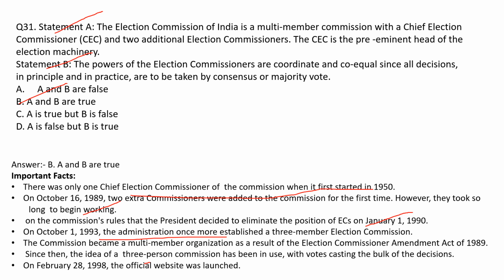The commission became a multi-member organization as a result of the Election Commissioner Amendment Act of 1989. Since then, the idea of a three-person commission has been in use, with the majority vote deciding. On February 28, 1998, the official website was launched.